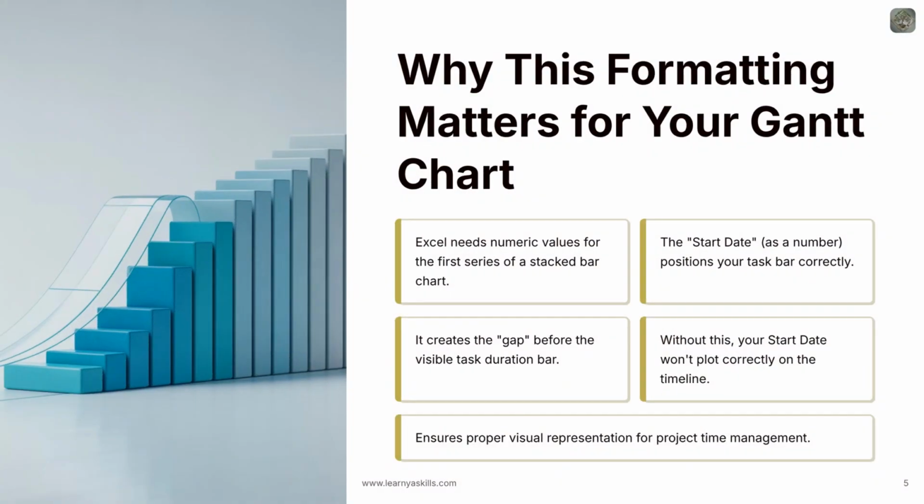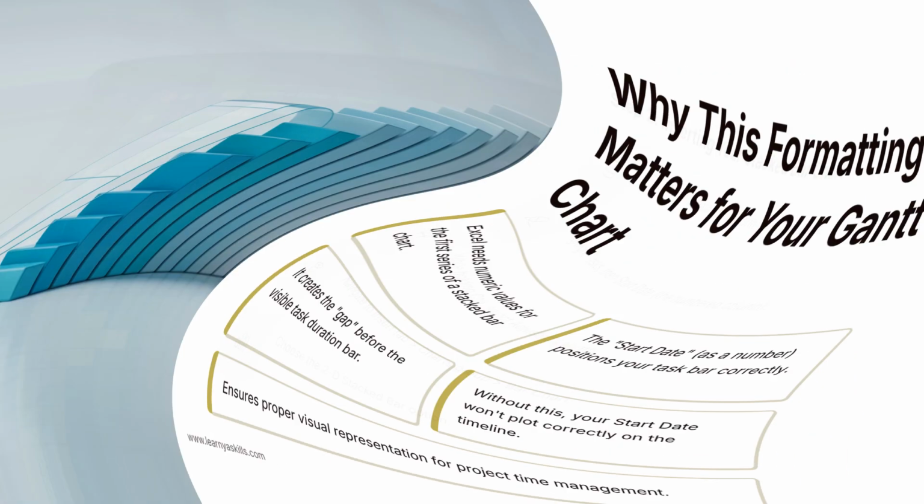Let's clarify why this date formatting is so important. When you create a stacked bar chart, Excel needs numeric values for both series to accurately stack them. The start date, when converted to a number, becomes the first, and eventually invisible, series. Its numerical value positions the second series, your adjusted length, correctly along the horizontal axis, effectively creating the gap or offset before your visible task duration bar begins. Without this numerical interpretation, your start dates won't plot correctly, and your Gantt chart won't look like a timeline. It's a foundational piece for precise project time management visualization.